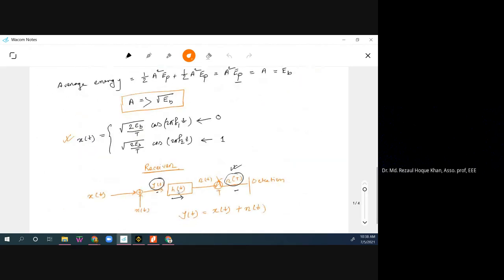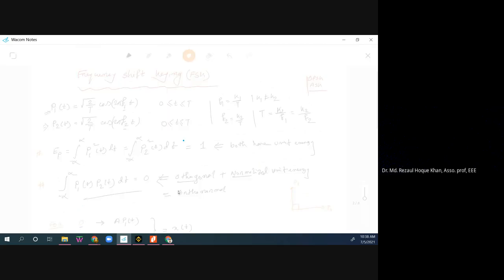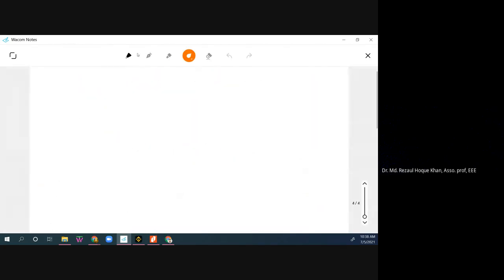Here, after sampling, here is the noise. This noise in T, because it passes through the filter, I gave it a new name, n tilde T. So this noise has a mean 0 with a variance N0. Okay.